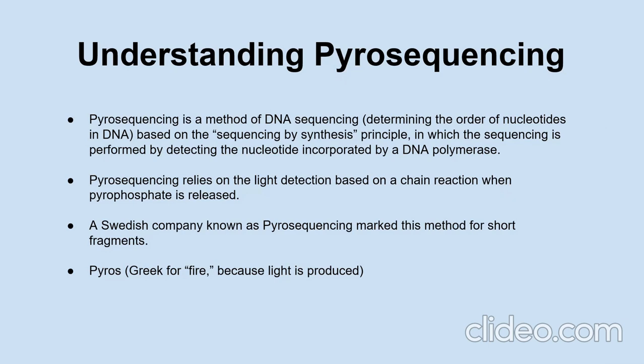Pyrosequencing is a method of DNA sequencing, or determining the order of nucleotides in DNA. It is based on the sequencing by synthesis principle, in which the sequencing is performed by detecting the nucleotide incorporated by a DNA polymerase. Pyrosequencing relies on light detection based on a chain reaction when pyrophosphate is released. A Swedish company known as Pyrosequencing marketed this method for short fragments.